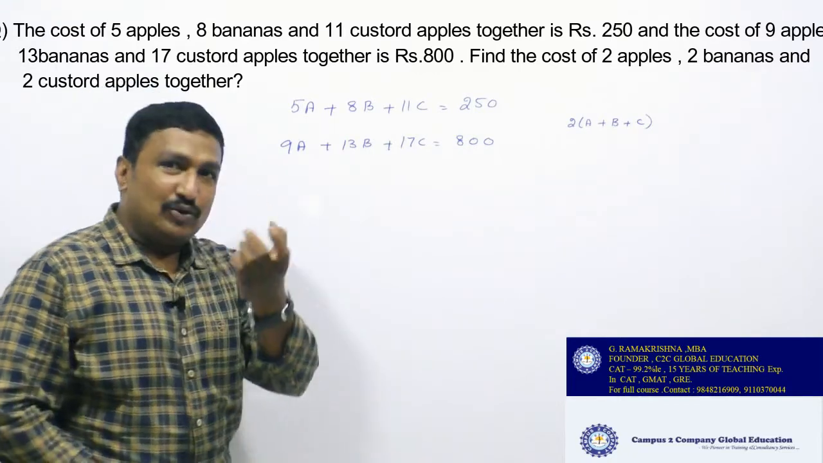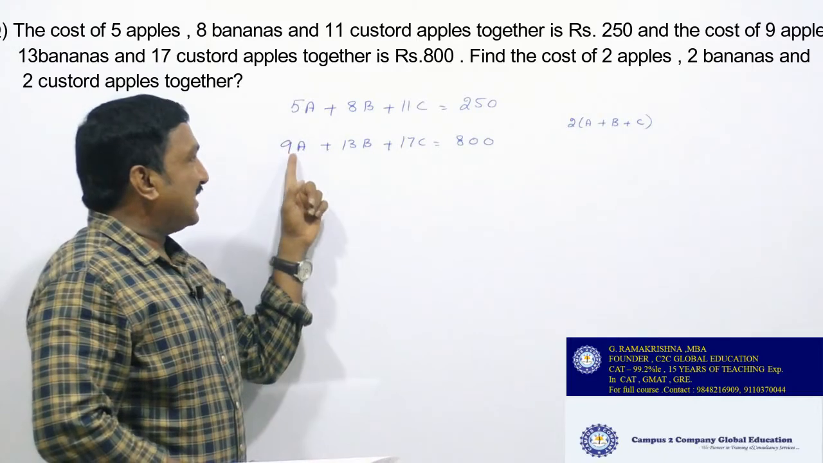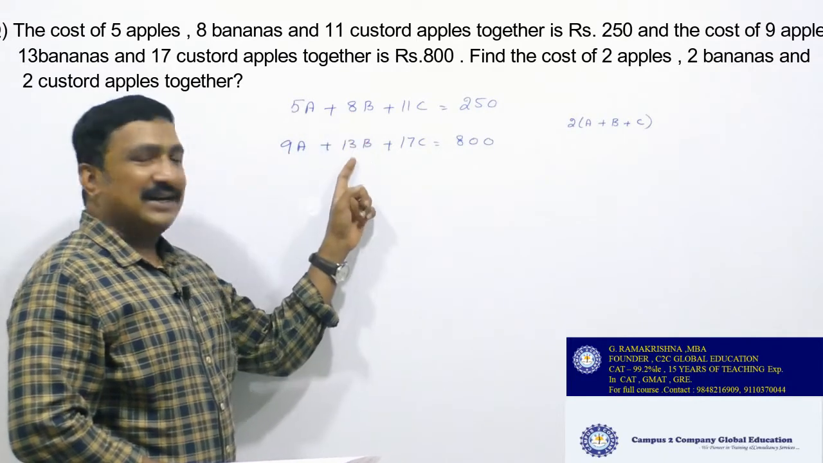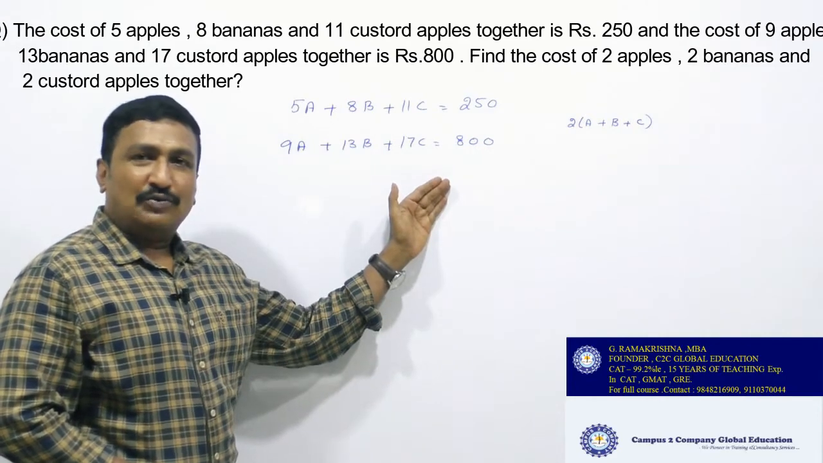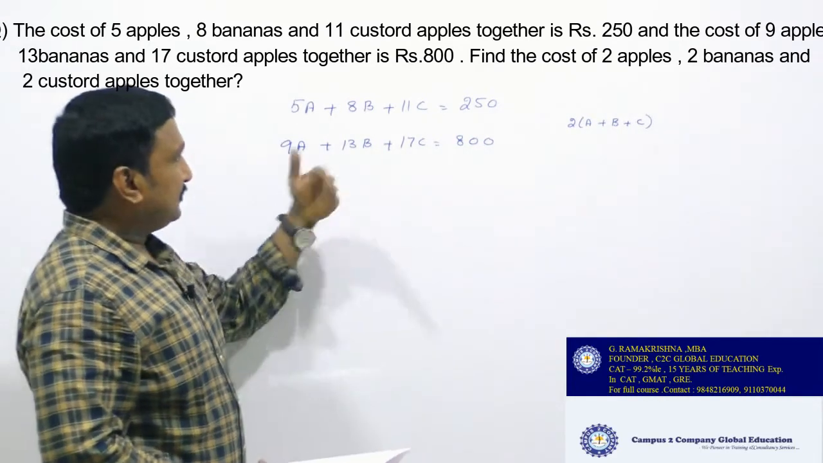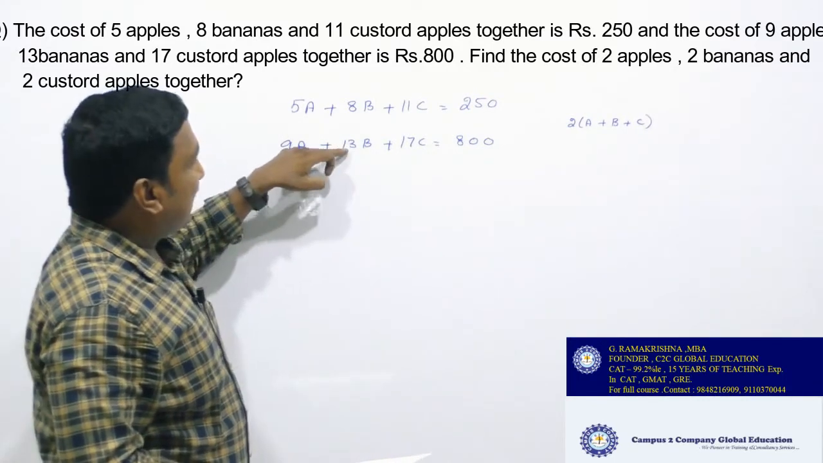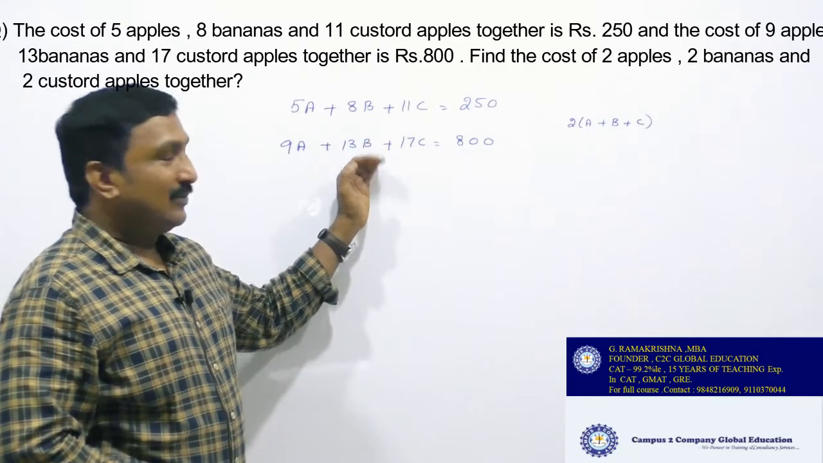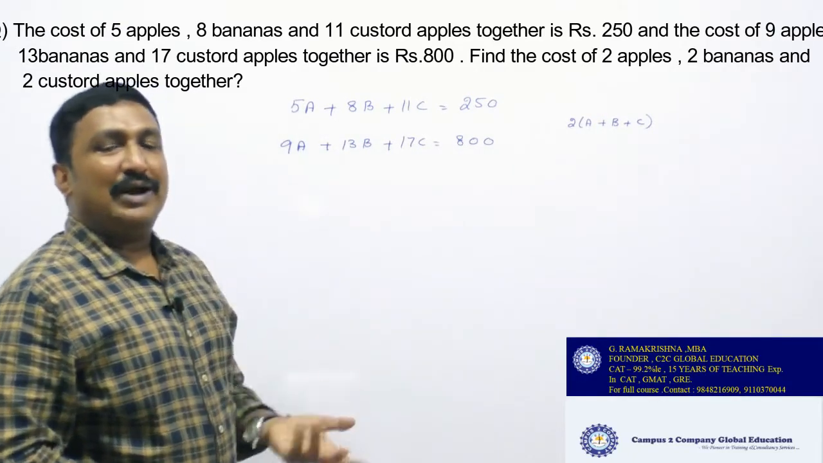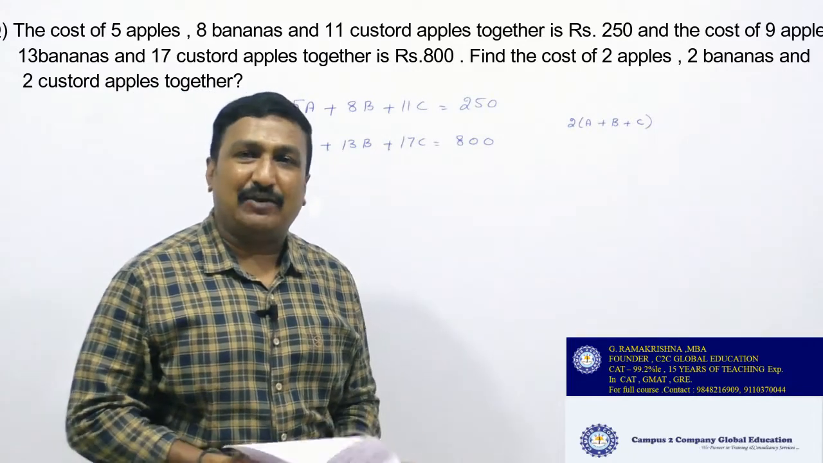I already told you 3 cases. First look at the addition concept. 5 plus 9, 14. 8 plus 13, 21. So addition cannot be applied. Why? Because the coefficients are not the same. Then subtraction. 9 minus 5, 4. 13 minus 8, 5. So here also it's not applicable. Then what will we do? We have to multiply the first equation by some constant and subtract, or multiply the second equation by some constant.